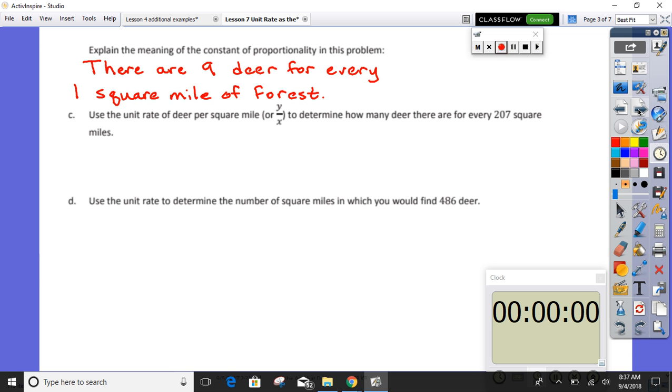Okay, so we did not write this down, but we talked through these. Let me just add these up here. This, you would do 207 times 9 to get 1,863. And this, you would do 486 divided by 9 to get 54.